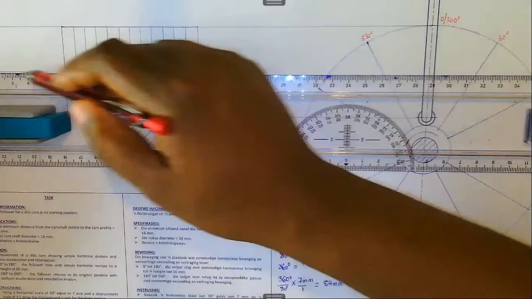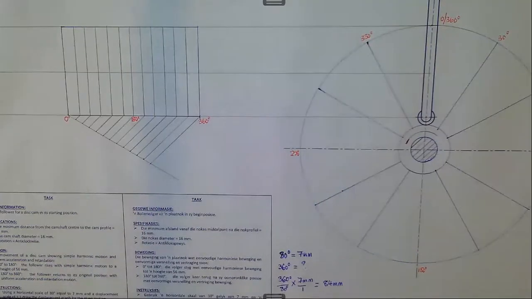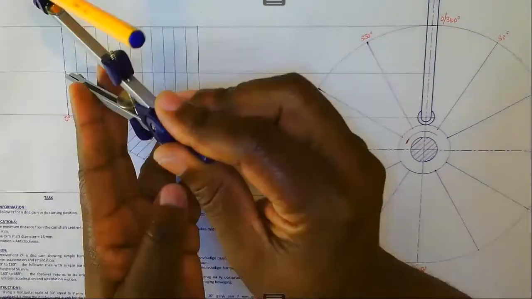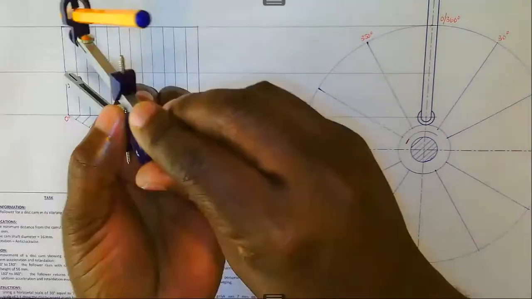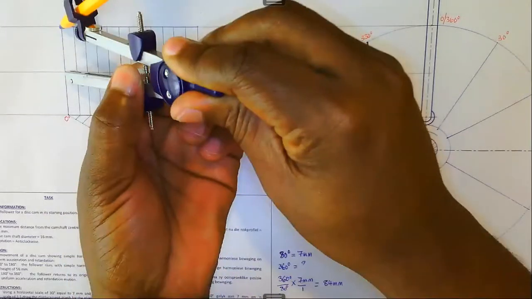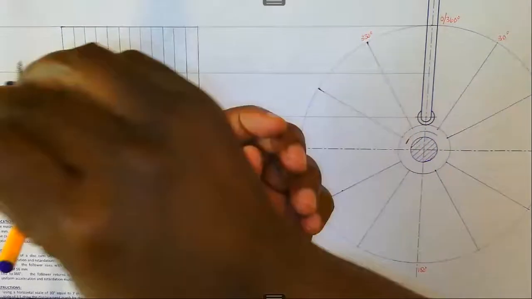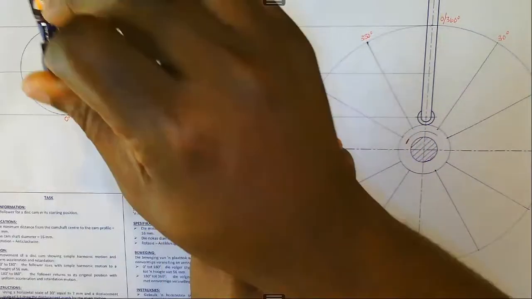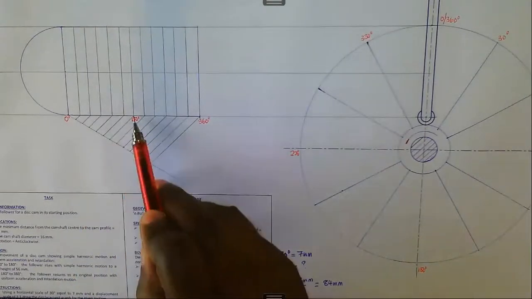We'll still require this, so let's take it all the way to the line of action. You stand there. Open to one end, check with the other end, that's fine. Then draw a semicircle like this. The next thing is to divide the semicircle into the number of divisions from here to there.